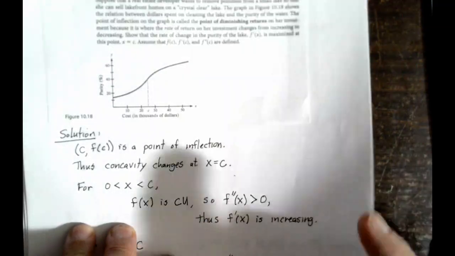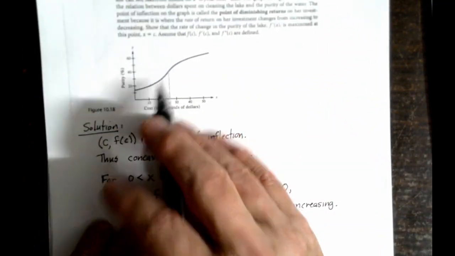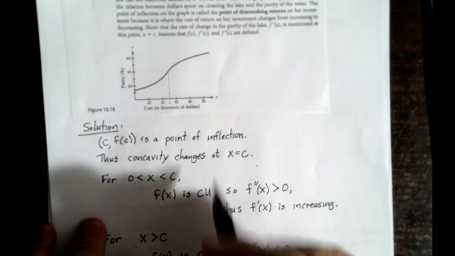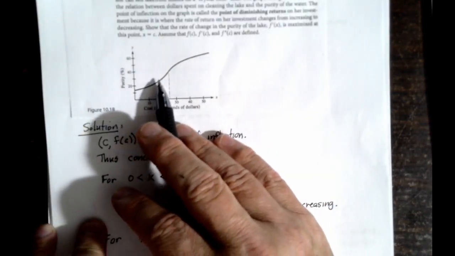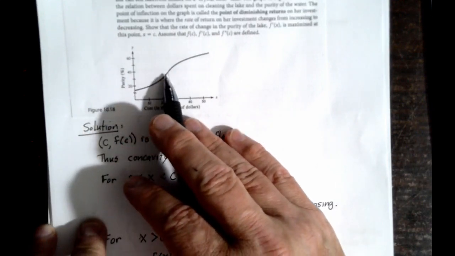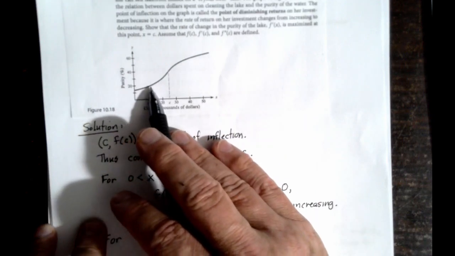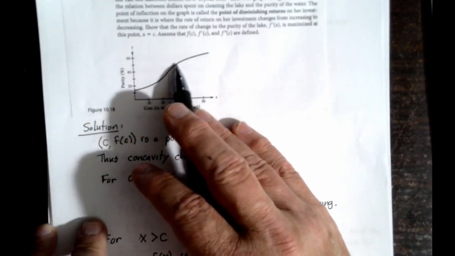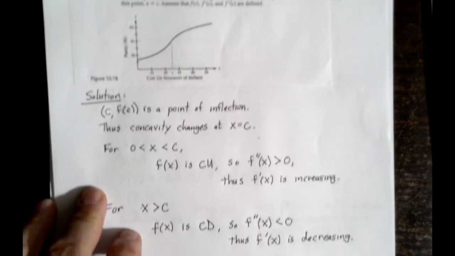Alright, so now they talk about the point of diminishing returns. This is where you have a point of inflection. If something is continually increasing, but it has a point of inflection, that means that it was increasing at a certain rate here, and then it changes the rate at which it's increasing. In this case, it's increasing fast. Now it's increasing slower, and that's called a point of diminishing returns.